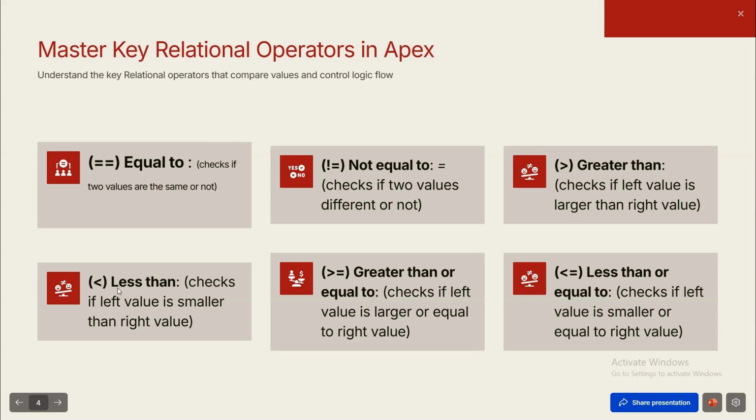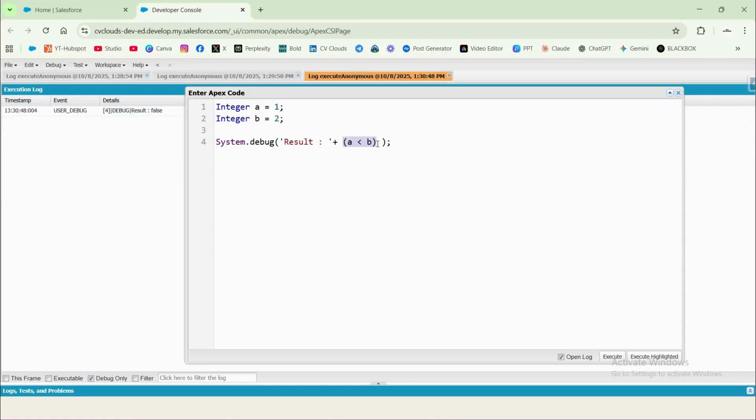Then we have another relational operator, that is less than. This is the sign of less than, and it checks if the left value is smaller than the right value. It returns true if the left value is smaller than the right value, otherwise it returns false. Here I am checking if a is less than b. Let me execute it. As you can see here the result is true, which means a is less than b. a is 1, which is less than 2, so that is correct.